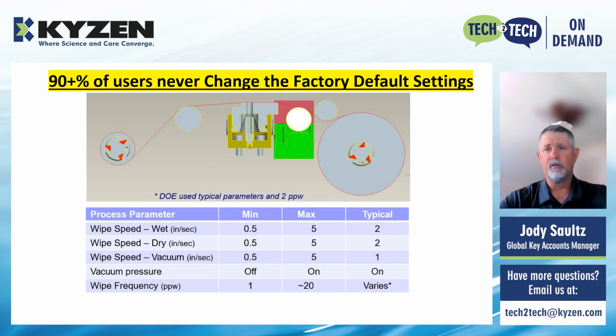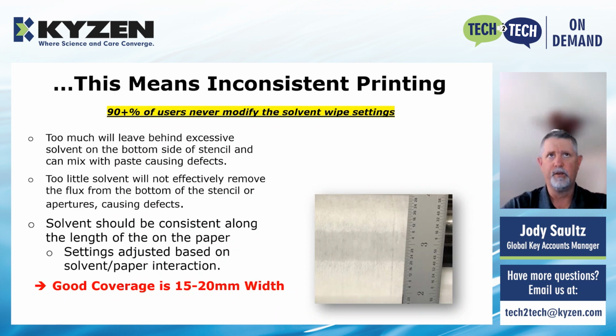So these are all numbers that you can change on your printer, and it's highly recommended to look at the numbers that you're using. Those numbers are, like I said, a default printer. You can get a lot of numbers from your paste manufacturer on setting up your printer. So be sure to look into those, and it'll help you optimize your printing process. This means inconsistent printing. Like I said before, 90% plus users never modify the solvent wipe settings.